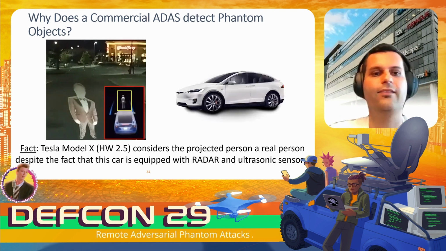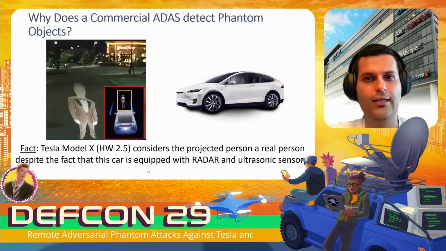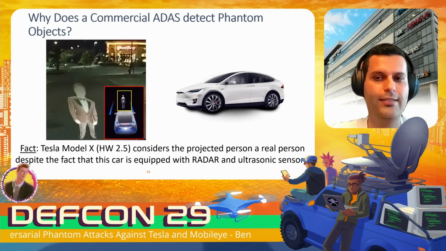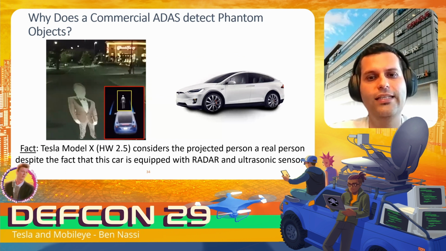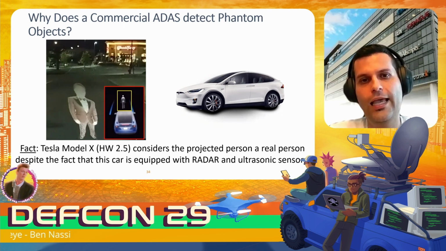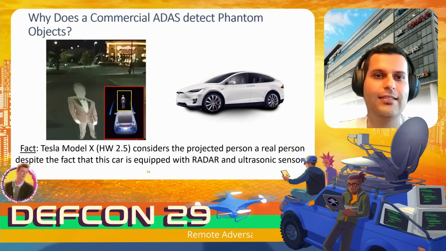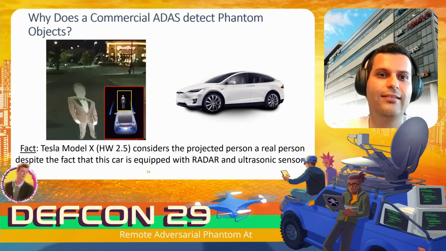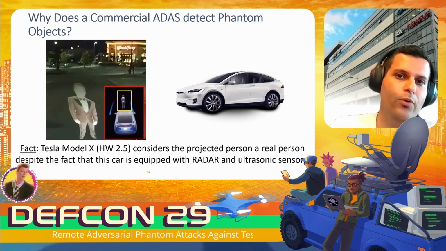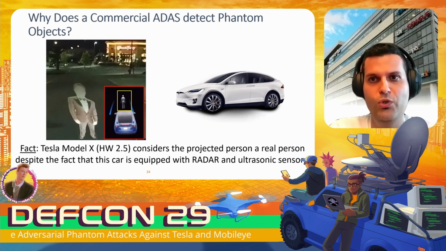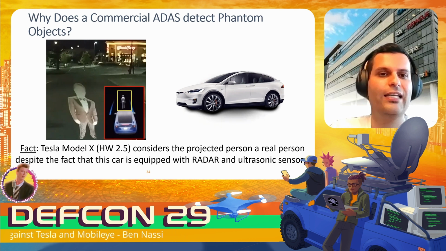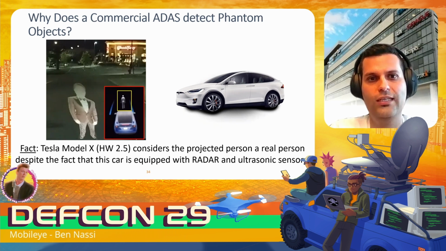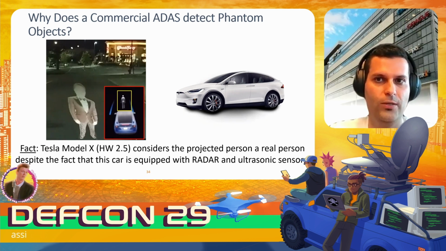And here is another interesting fact. Tesla Model X considers the projected pedestrian a real pedestrian, despite the fact that this car is equipped with radar and ultrasonic sensors. Now, bear in mind, radar and ultrasonic sensors are sensors intended to detect depth. And this is a projection, completely depthless, which is being identified by a system that has the required sensors in order to ignore this type of projection.